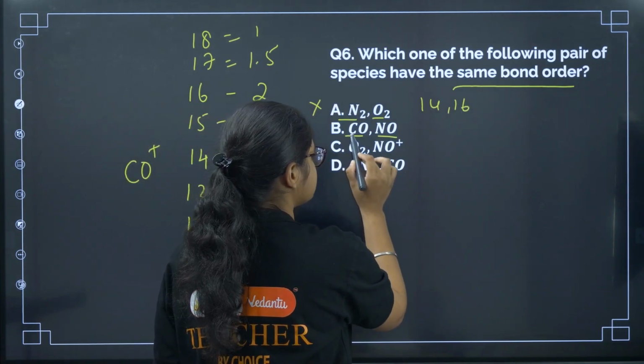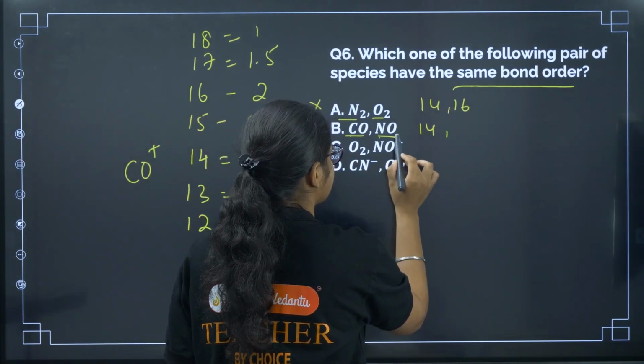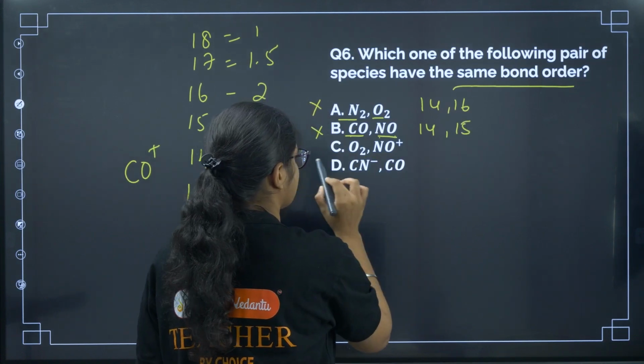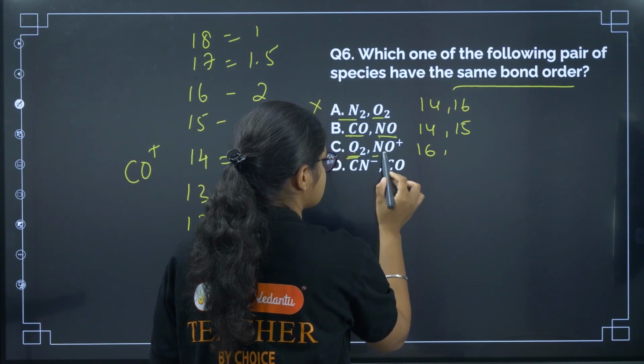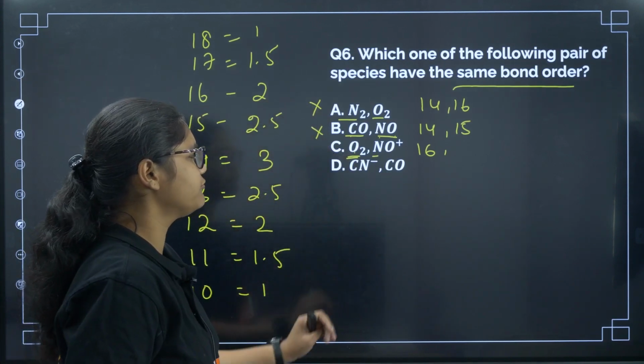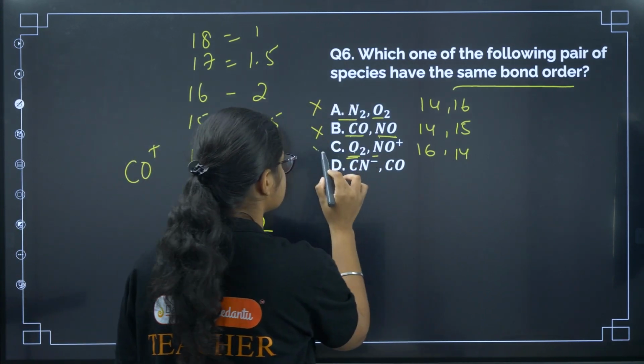CO and NO. CO is 6 plus 8, 14. This one is 7 plus 8, 15. So this is also incorrect. Now if you see this one, O2, 8 plus 8, 16. And this one is 7 plus 8, 15, minus 1, that is 14. So this is also incorrect.